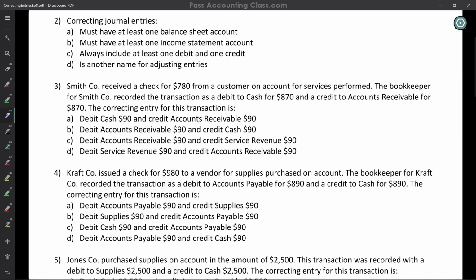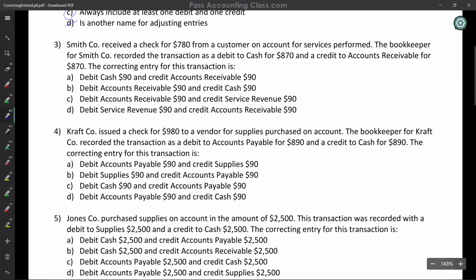For question 2, it says, correcting journal entries must have at least one balance sheet account, must have at least one income statement account, always include at least one debit and one credit, or is another name for adjusting entries. Well, it can have more than one balance sheet account, so that's not it. It can have more than one income statement account, so that's not it. And it isn't another name for adjusting entries, so by default, then the answer is going to be C. But also, when you look at C, that's a very fundamental concept in accounting, that whenever you have a journal entry, it's going to have at least one debit and one credit. So the answer here is going to be C.